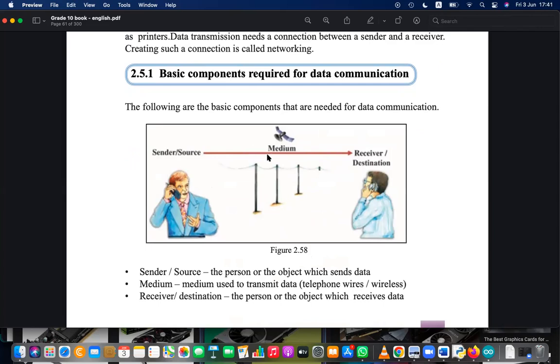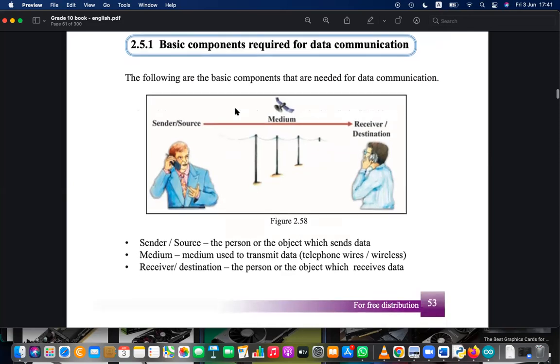And medium means how the message is sent. Is it sent via air, like a wireless medium, or is it sent through a wired medium? That will be considered here, right? So anyway, we can define communication as, I'll explain that.